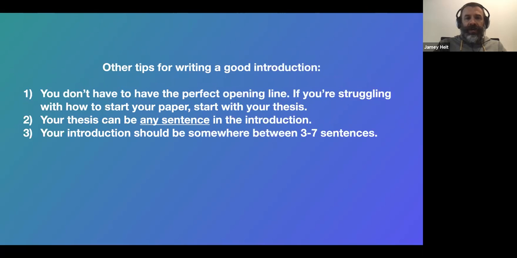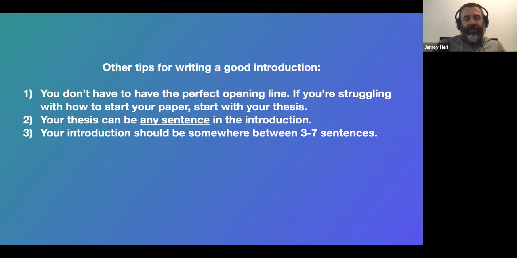So let's provide some other tips for writing a good introductory paragraph. As we just said, you don't have to have the perfect opening line. And if you're ever really, really stuck and you just want to get unstuck, you can start with your thesis statement. There's nothing wrong with that. You don't have to put your thesis as the last sentence of the introductory paragraph. Start with your position because that's clear and it's to the point. You would then fill in the background information afterwards.